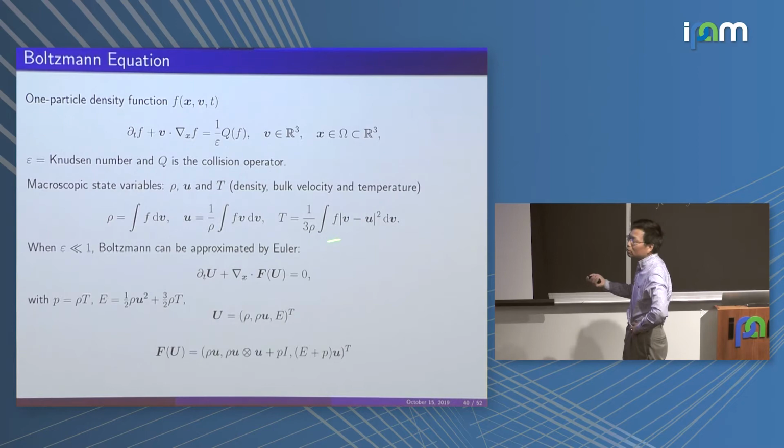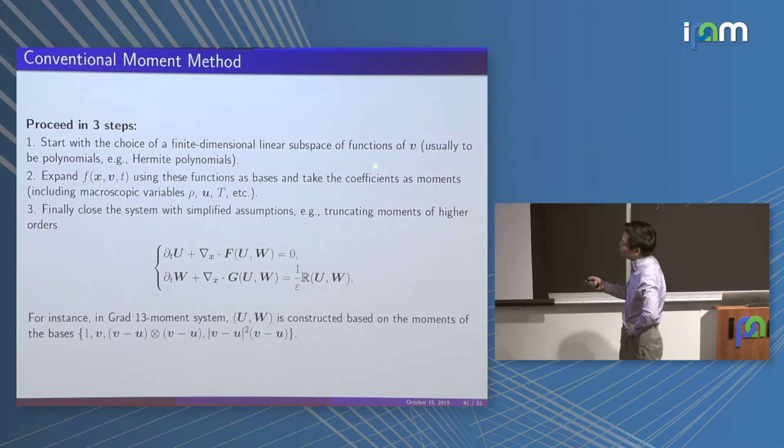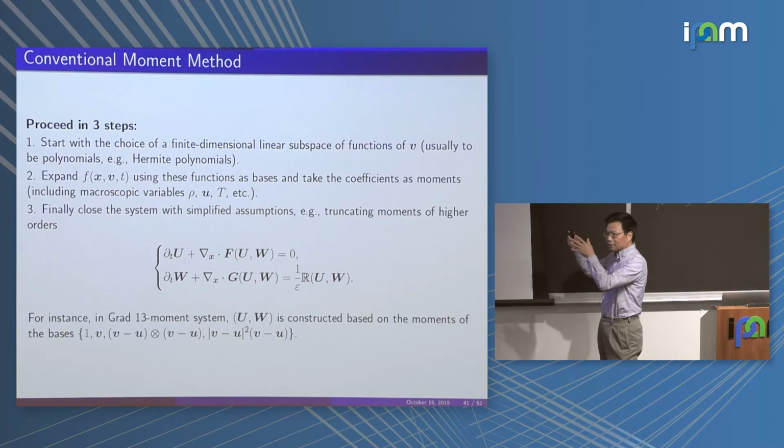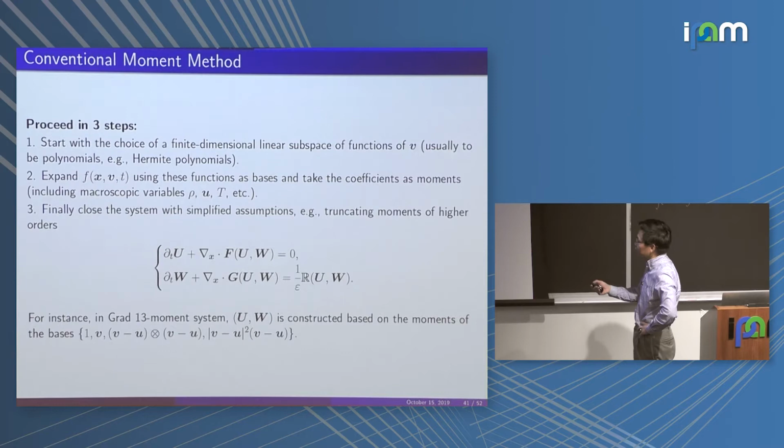So you start with a finite dimensional linear space of functions, polynomials usually, of v. So these are generalized moments, polynomials usually. And you expand the function using these bases. And then with this expansion, in the end, you have a closure problem. As always, you have a closure problem because the equation of lower moments involves higher moments, even higher moments, and at some point you have to close off that hierarchy. So this is the closure problem. And then you just truncate it, usually, at higher orders. So this is the moment closure scheme that has been pursued for a very long time.